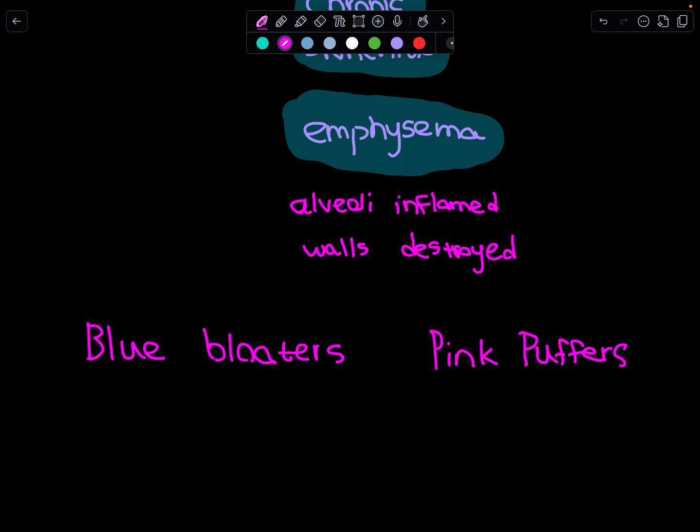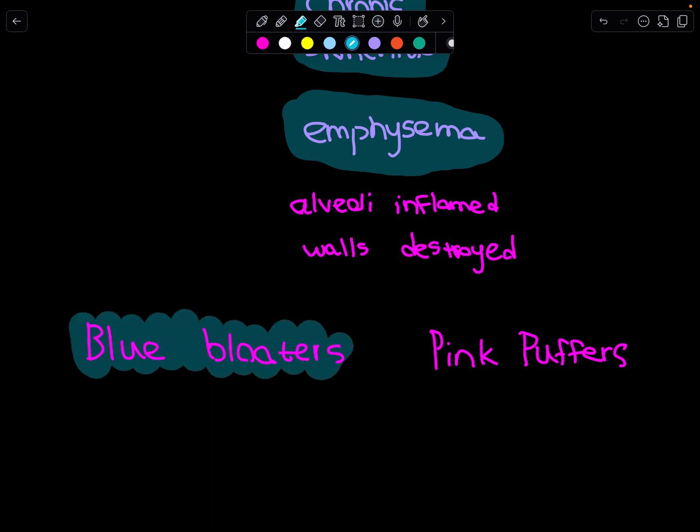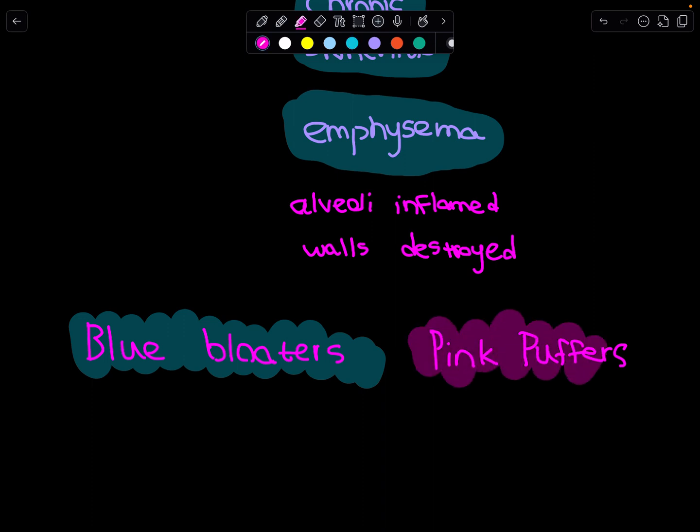I want to ask you about blue bloaters and pink puffers. Blue bloaters and pink puffers are classic COPD descriptions. Blue bloaters: chronic bronchitis, cyanosis, bluish skin from low oxygen, bloated from fluid retention, chronic cough, mucus. Pink puffers: emphysema, pink skin, thin, barrel chest, heavy breathing, less cyanosis due to hyperventilation. Terms are outdated.